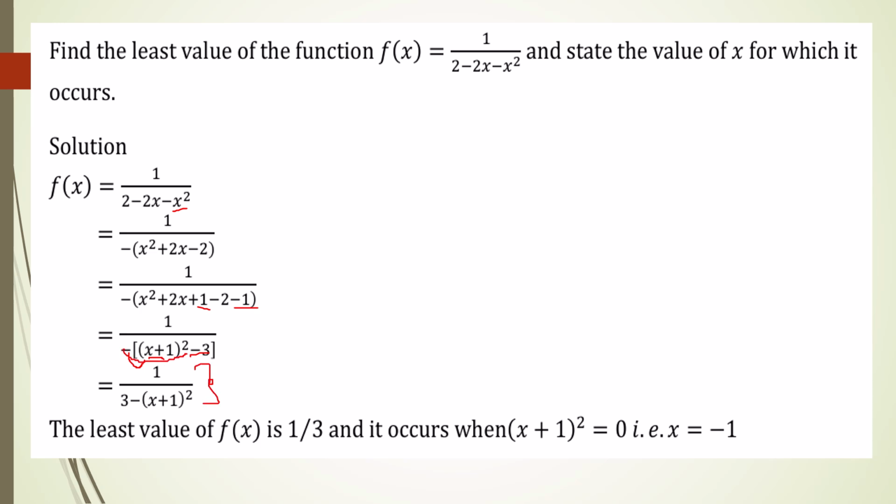So you're saying that the least value of our function is going to be a third, simply because we are having 1 over 3, and also it's going to occur at a value of x. You simply get your square bracket and then equate it to 0. That's how you get the value of x at which the minimum value occurs. And your final answer is going to be a third, occurring at the value of x which, when you equate the square bracket to 0, is equal to negative 1.